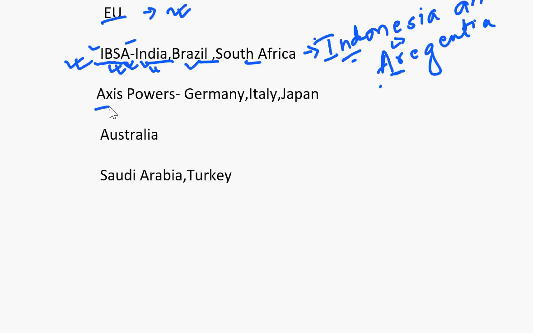Then Axis powers are there. Though it is not relevant anymore, the Axis powers were in World War II who fought against Allied powers, and these were Germany, Italy, and Japan. These three countries were ravaged in World War II, and then they built their economy again. So they are most probably between developed and developing, at a stage between the two. Then Australia, obviously, it is a continent country. It would be there in G20, and in the Middle East, only two countries are there: Saudi Arabia and Turkey.